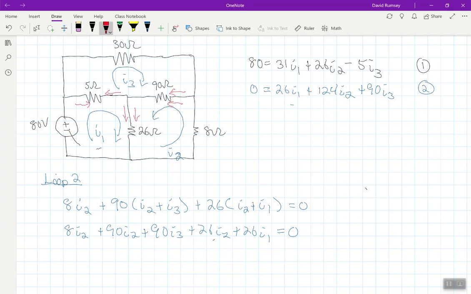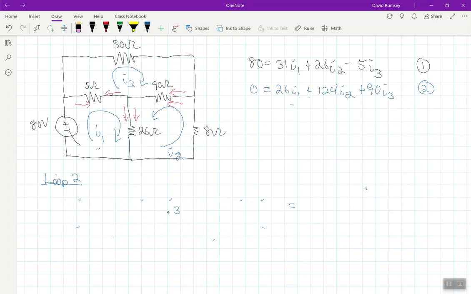And then we'll go ahead and do the last one here. You might want to pause the video again if you don't have this written down, because I'm going to erase this. And we're going to do loop 3, which I'll do in red. And again, it doesn't matter where you start.